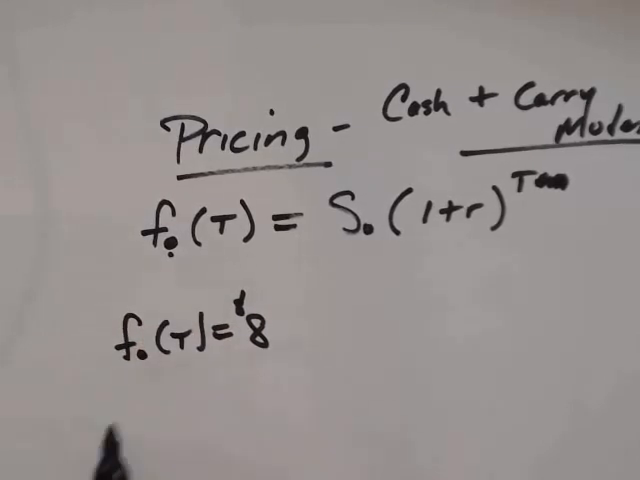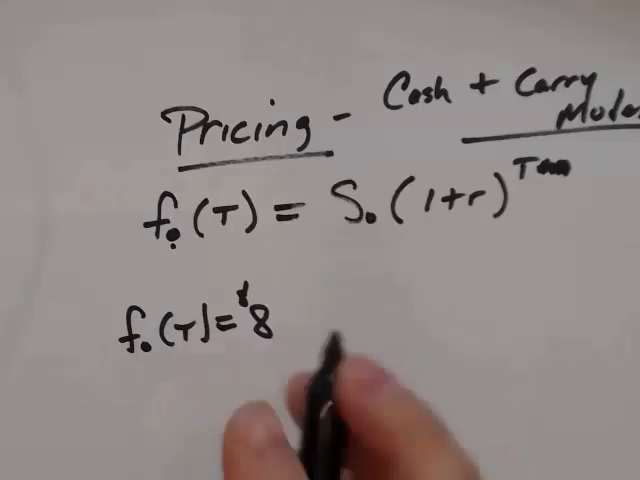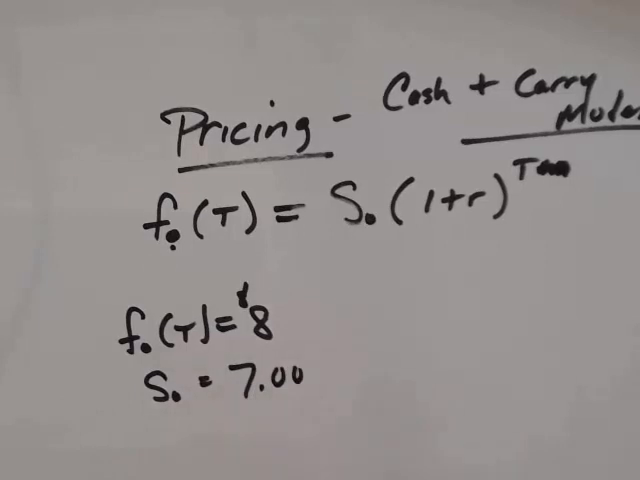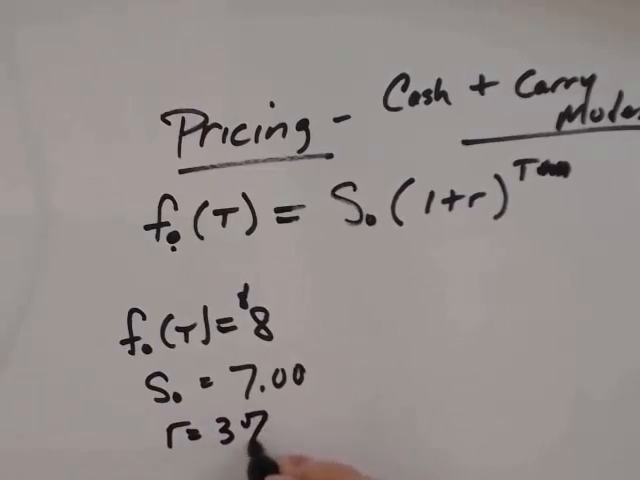But your textbook author is carrying the notation on. I'll continue it. So the futures price is $8, and the spot price of corn today is $7 a bushel. Corn is measured in bushels. The repo or the T-bill rate is 3%.